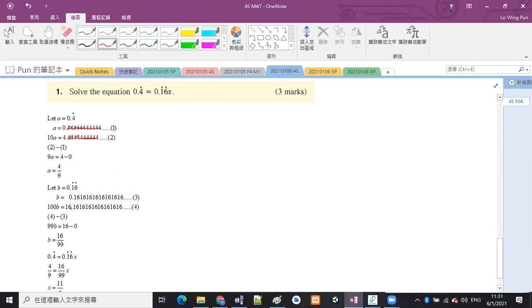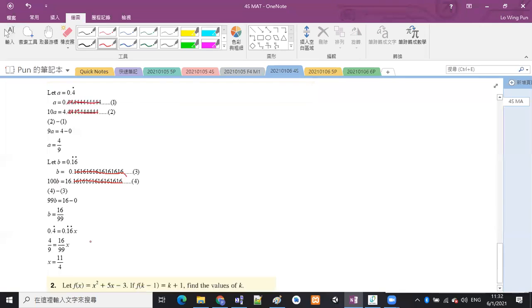for B. Okay, 0.16, where 16 is repeating. Let B be this, and then 100B is 16.1616. We will align by the decimal point, okay? And then the 161616 are cancelled one by one when we do the subtraction of equation 4 and equation 3. So what is remaining on the left is 100B minus B, that is 99B. And then the right-hand side will be 16 minus 0, that is 16. So B is equal to 16 over 99.